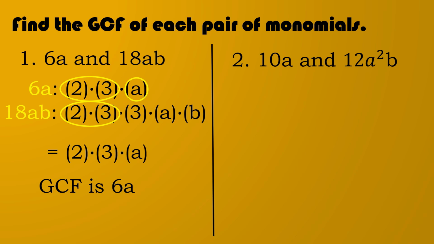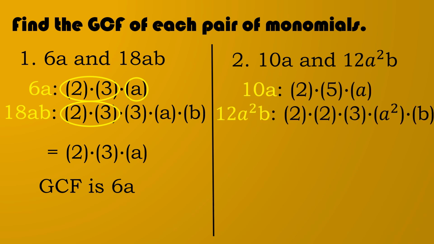Number 2. 10a and 12a squared b. Let's express the two monomials using prime factors. 10a will become 2 times 5 times a, while 12a squared b will become 2 times 2 times 3 times a squared times b. The common numerical factor is 2.